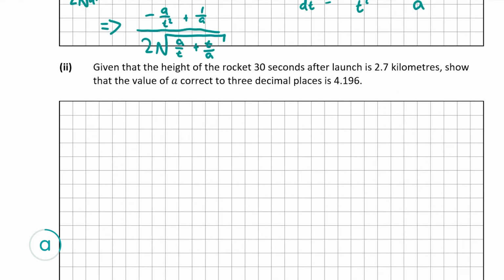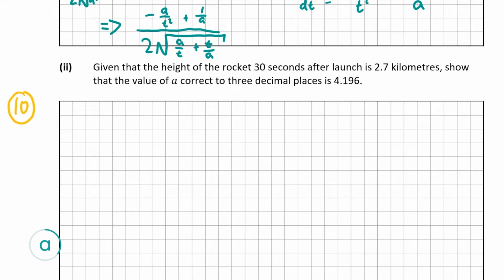Now let's have a look at part 2, which is also worth 10 marks. It says that, given that the height of the rocket 30 seconds after launch is 2.7 kilometers, show that the value of a correct to 3 decimal places is 4.196. So we know that the formula for the distance is given by the square root of a over t plus t over a.